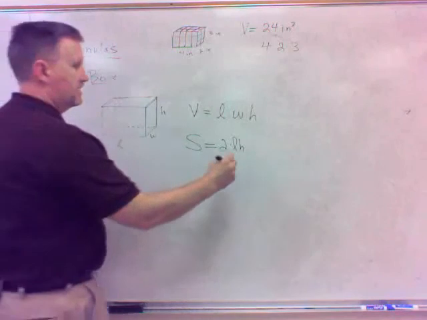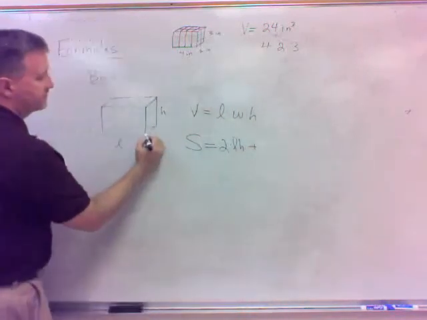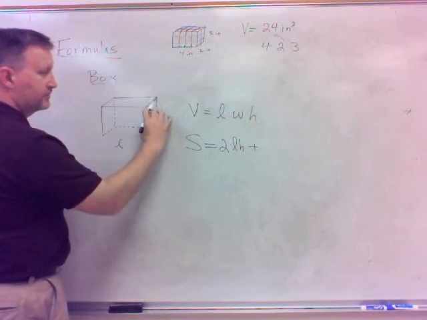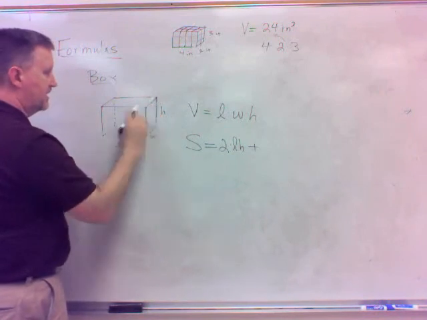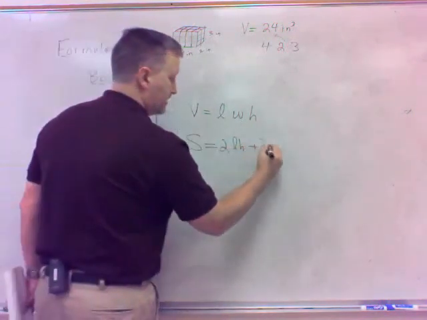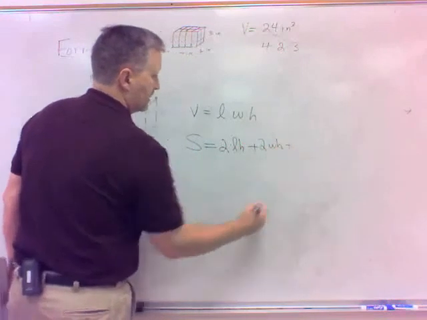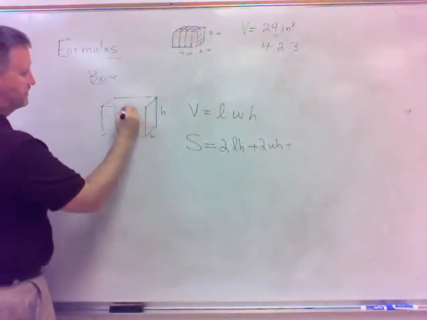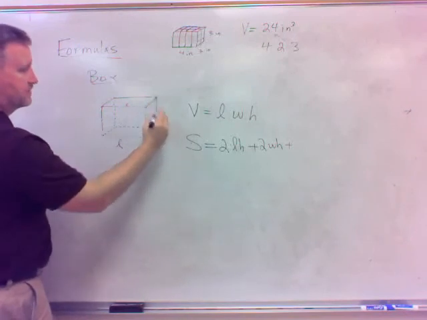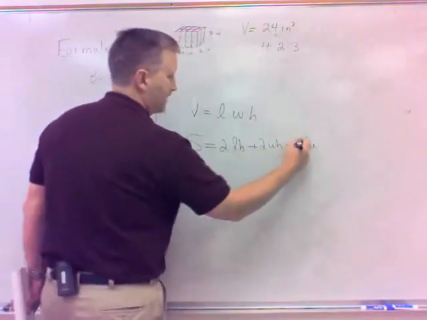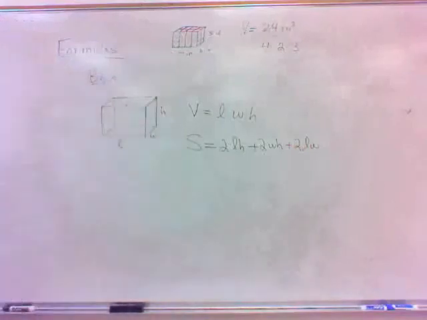For the sides, well, the sides are rectangles. They're WHs. So this area to the side is WH, and then I've got the left side, that would be WH. So I've got 2 WHs. And then that leaves the top and the bottom. Well, the top, that's L, and that's W. So that's LW, and then I've got another one on the bottom, so I've also got 2 LWs.